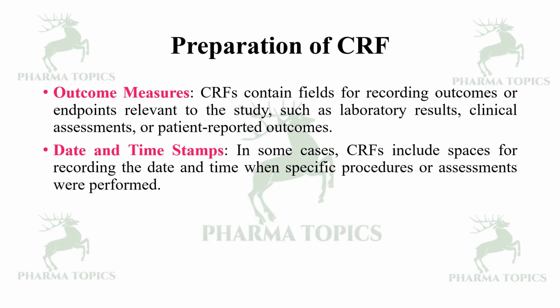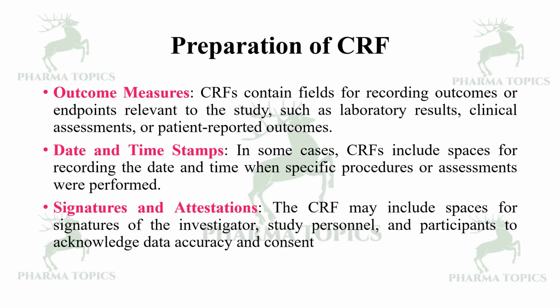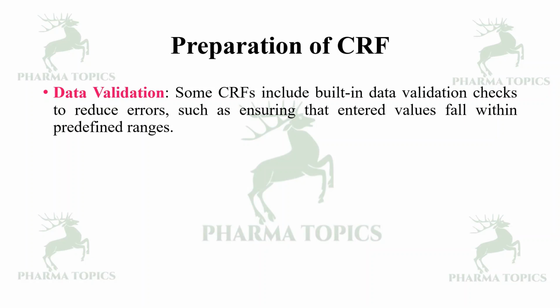Then date and time stamps. In some cases, CRF includes spaces for recording the date and time when specific procedures or assessments were performed. Signatures and attestations. CRF may include spaces for signatures of the investigator, study personnel, and participants to acknowledge data accuracy and consent. Then data validation. Some CRFs include built-in data validation checks to reduce errors, such as ensuring that entered values fall within the predefined ranges.